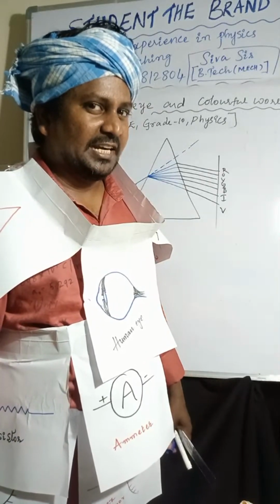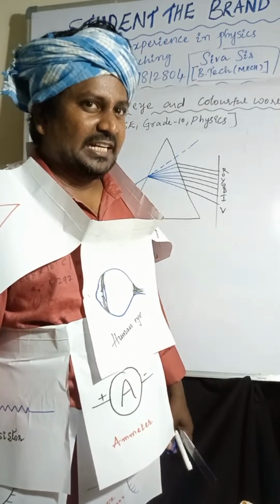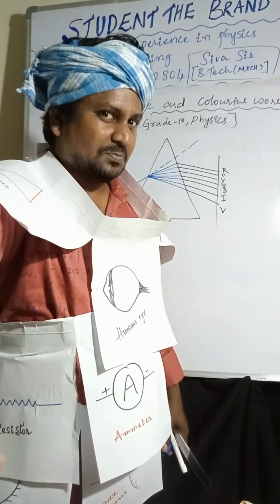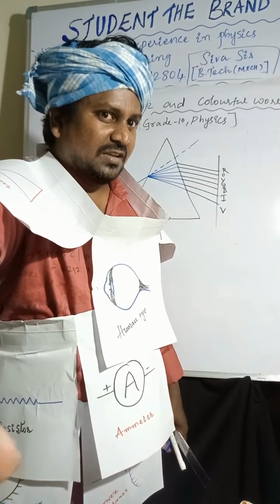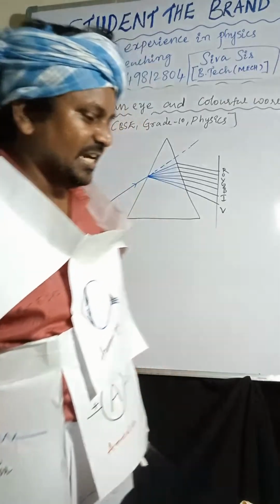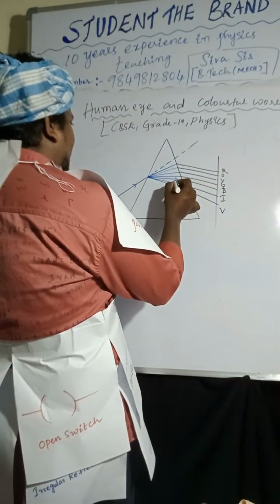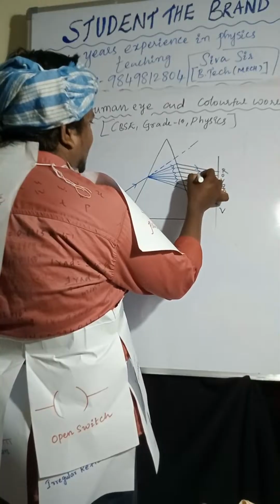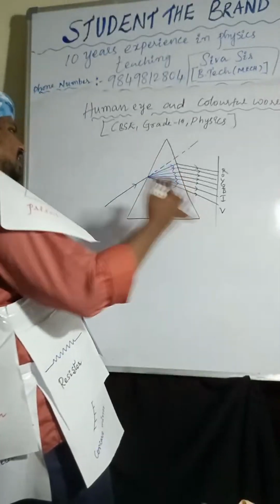Splitting of white light into seven colors is known as dispersion. Violet, indigo, blue, green, yellow, orange, red.